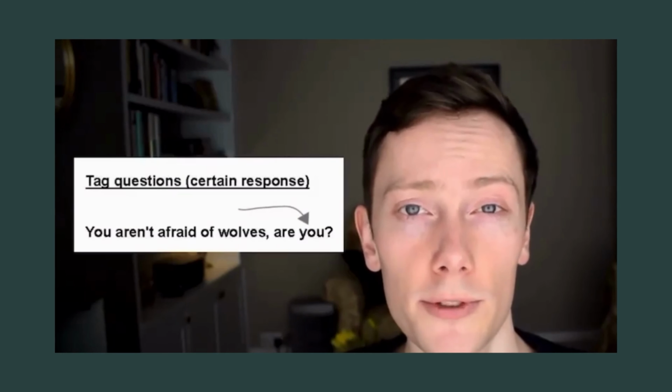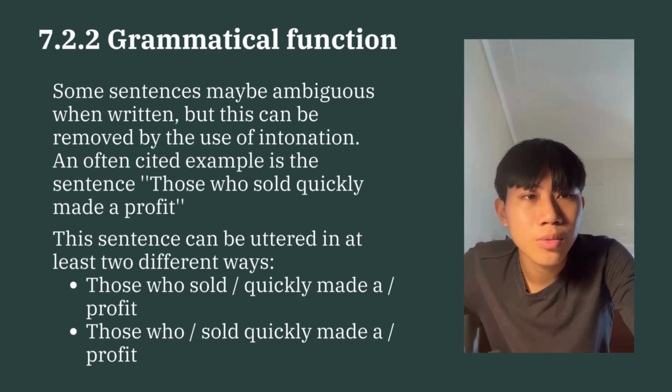If the answer is certain, the intonation falls. You aren't afraid of wolves, are you? Some sentences may be ambiguous when written, but this can be removed by the use of intonation. An often cited example is the sentence, "Those who sold quickly made a profit." This sentence can be uttered in at least two different ways.